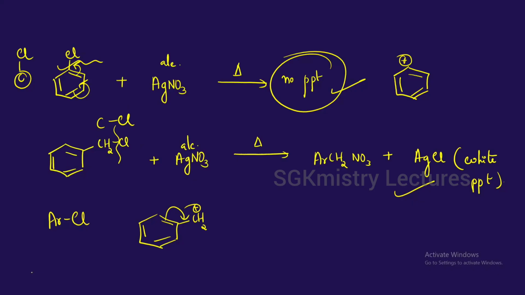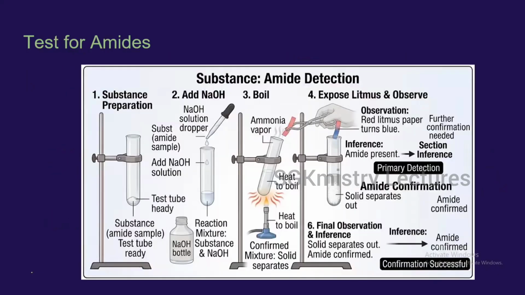Now let us look into amides. We know that amides are also present in this group 6. So how do we detect the amides, and how do we confirm the same? For amides, we're going to take the substance in the test tube. You're going to add NaOH solution. Now you're going to boil it and expose the vapors obtained to the litmus paper. Like how we have done for urea, the same thing we are going to follow here. When you expose the vapors to a moist red litmus paper, you can see that the red color changes to blue. So we can say that amide is present. This is a test which will help us in identifying that amide is present.